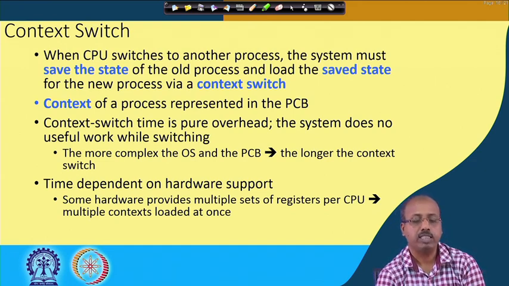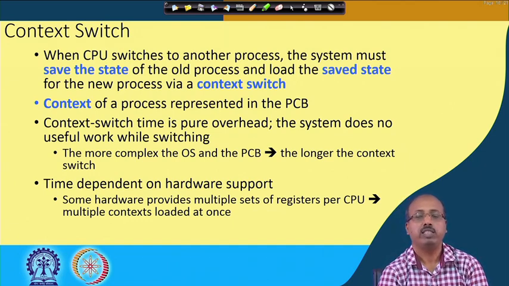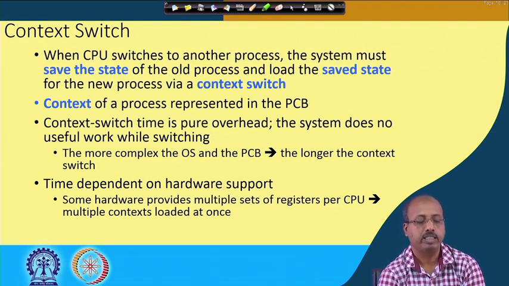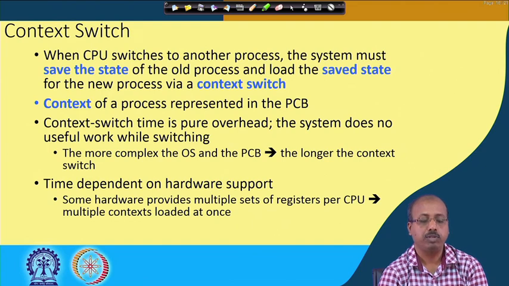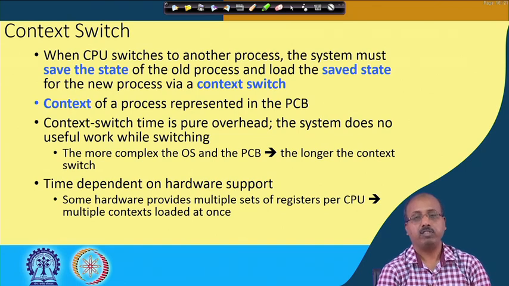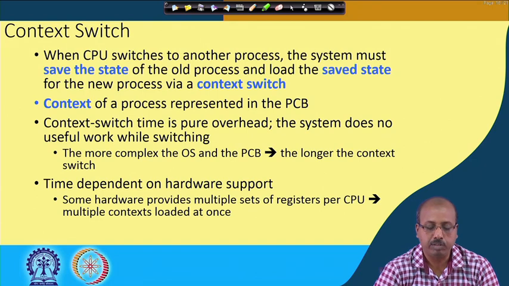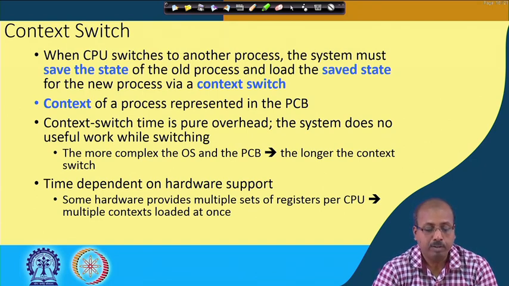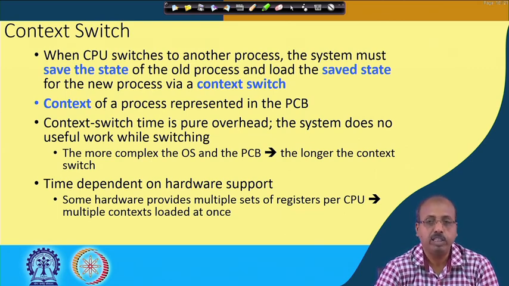So, the context of a process is represented in the PCB. As I told previously, the process control block is the place where you should keep all this context related information. Context switching time is pure overhead, and the system does no useful work while switching. So, naturally we have to minimize the context switching time. The system is just doing some copy and restore, which is not part of the execution of the process. So, that is basically an overhead. The more complex the operating system and the PCB, the longer the context switching time will be, because you need to save and restore more information. So, context switching time will go up.